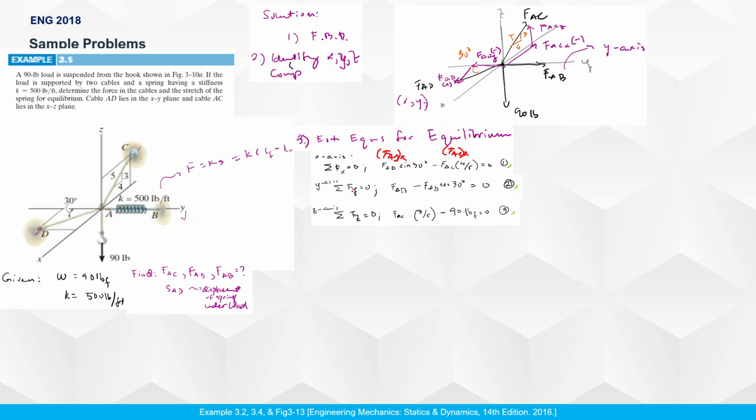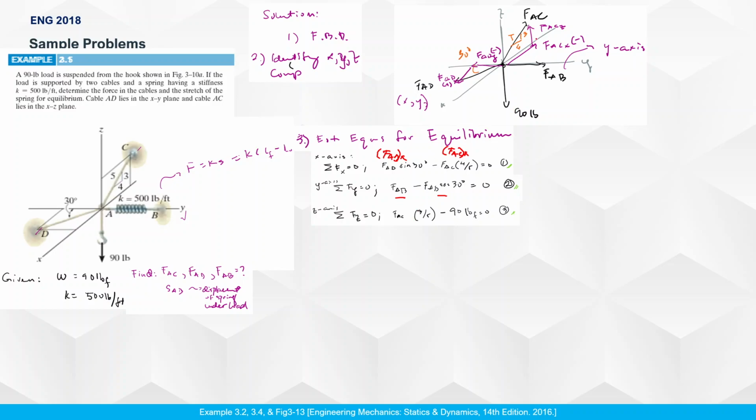Now, we try naman yung y-axis. Summation of y-axis equals to 0 such that we have FAB, that's good, going to the positive y-axis. And then we have FADY going to the negative axis. That is FAD cosine 30 degrees. And for FAC, there's no y-axis involved, so that's 0. So we reflect the equations as such. So that will be our equation number 2. Next is z-axis. Who are we talking here? We're only involving FACZ and then of course the weight. So that's good news.